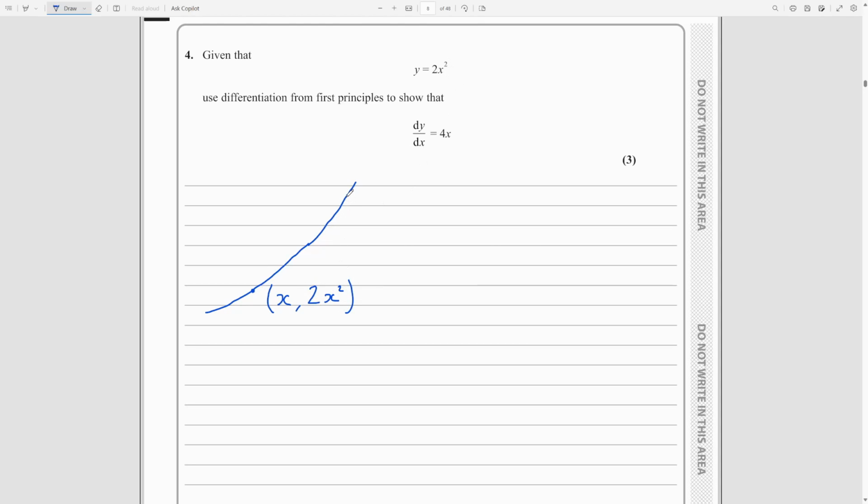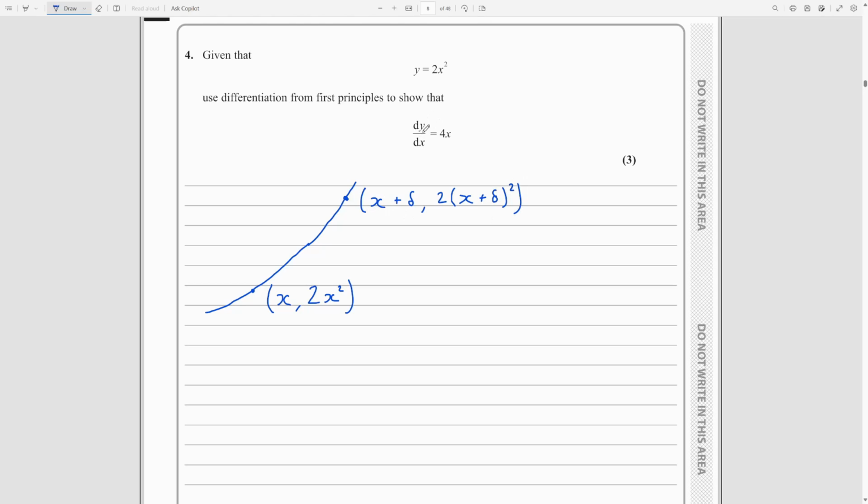Then you're going to imagine another point a little way along. Its x-coordinate is x plus a little bit. Now, people use delta or h. I'm using delta. Kind of looks more pro, and that's 2 times x plus delta all squared.